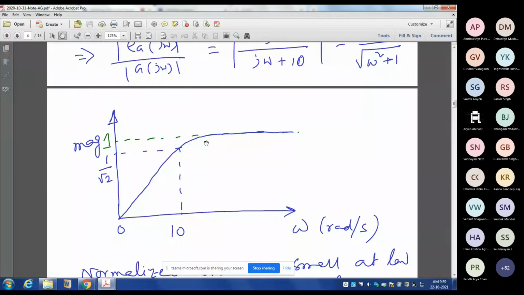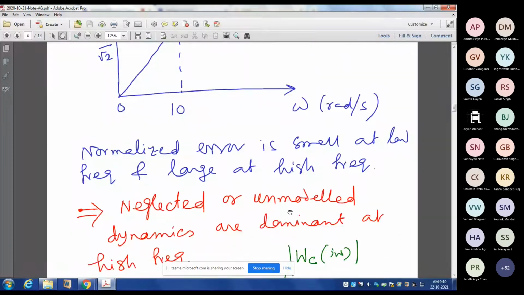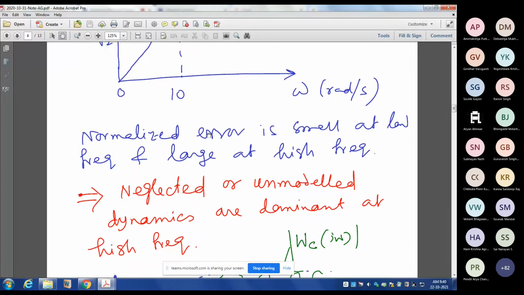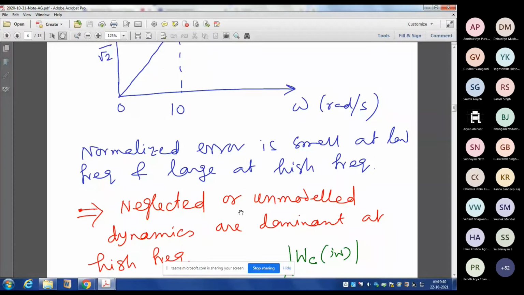So what is the conclusion? The conclusion is that neglected or unmodeled dynamics are dominant at high frequency. At low frequency, their magnitude is very small, so we can neglect that. It will not affect the system as such. But the error is more at high frequency. So this is the conclusion: neglected or unmodeled dynamics are dominant at high frequency.